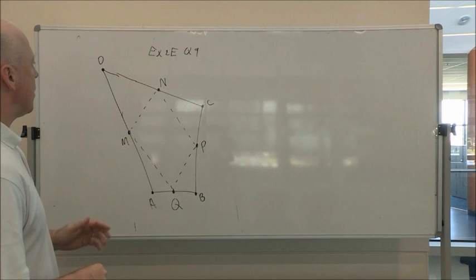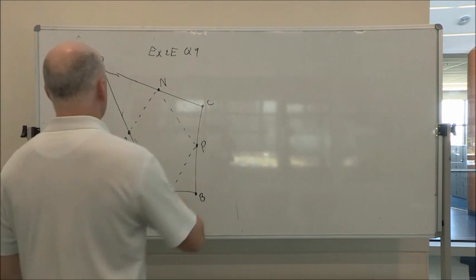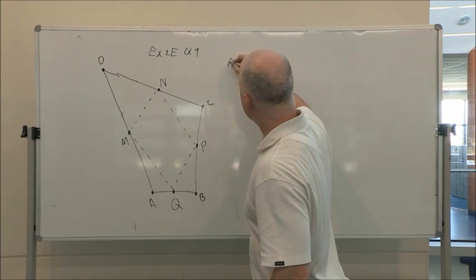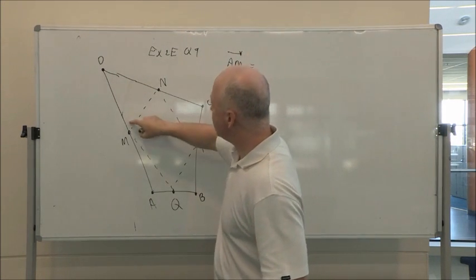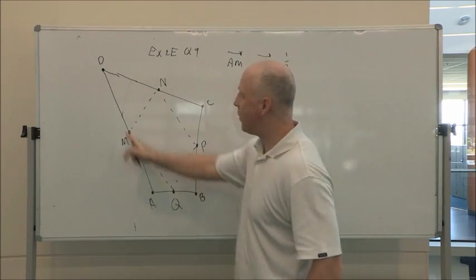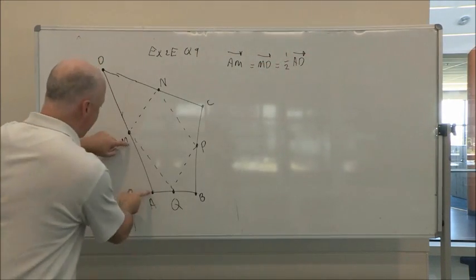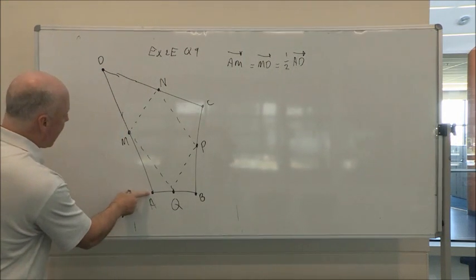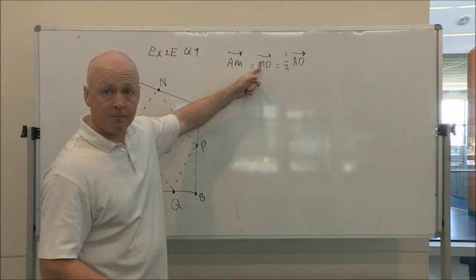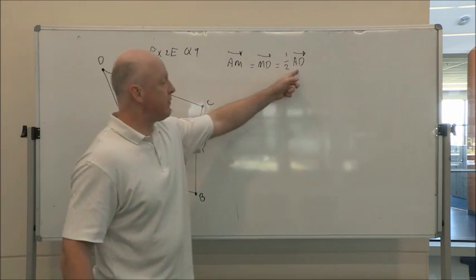Now, what I do want to do before we start that is write down the information that we know about this thing, all right? We've been told that these are midpoints. Now, what that means is that the vector AM is equal to the vector MD, and they are in fact both the same as half of the vector AD. I know that because this is the midpoint, so that length is the same as that length. AM is in the same direction as MD, so therefore they've got the same length, the same direction, they're equal to each other. And because it's halfway, it's half of the vector AD.